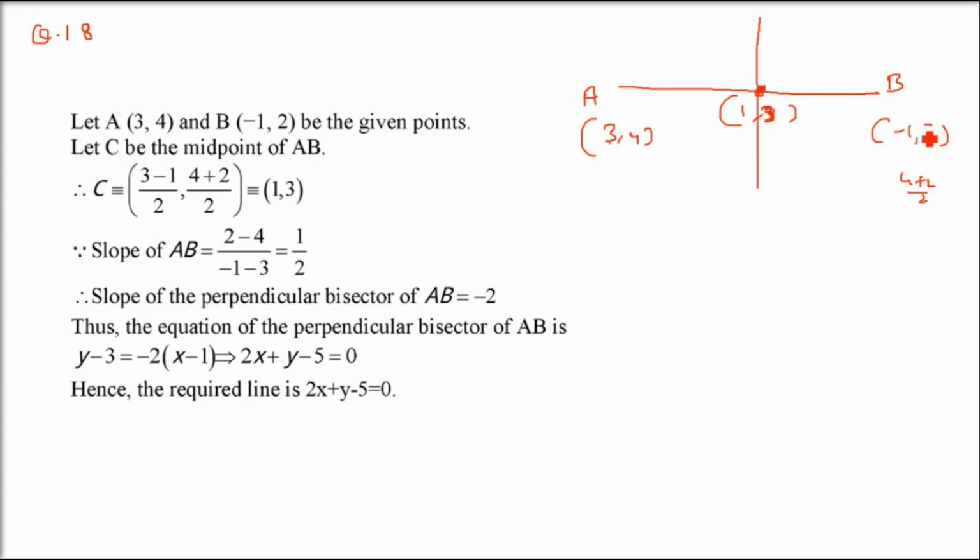So the slope of AB is (2 minus 4) by (minus 1 minus 3). That is minus 2 by minus 4, which is 1 by 2. What is the slope of the perpendicular line? Just put this 1 by 2 below minus 1, so it's going to be minus 2. It is passing through (1, 3). So y minus y1 equals m, which is minus 2, times (x minus x1). This will be the equation.